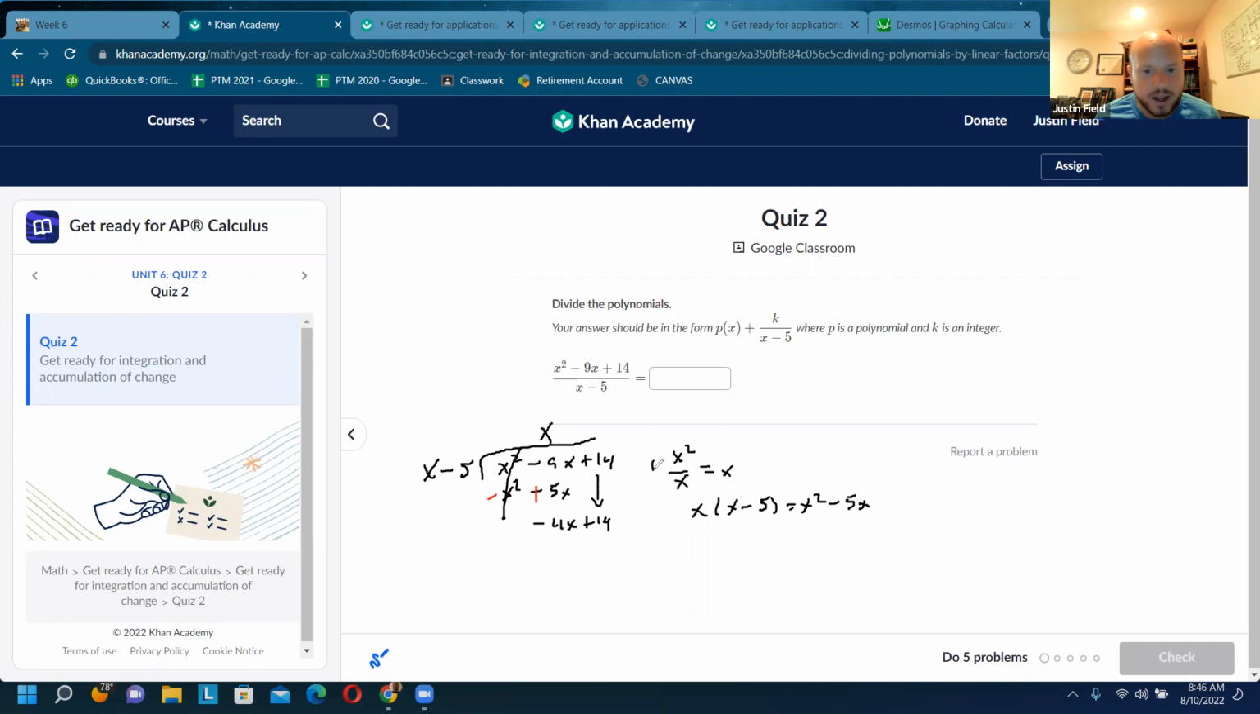Divide for dad, multiply for mom, subtract for sister, and bring down for brother. And now we'll divide for dad again. Gotta love dad. All right, negative 4x divided by x, and that's negative 4. Put that up there, multiply for mother, and that would be negative 4x plus 20. So I'm going to put that right there.